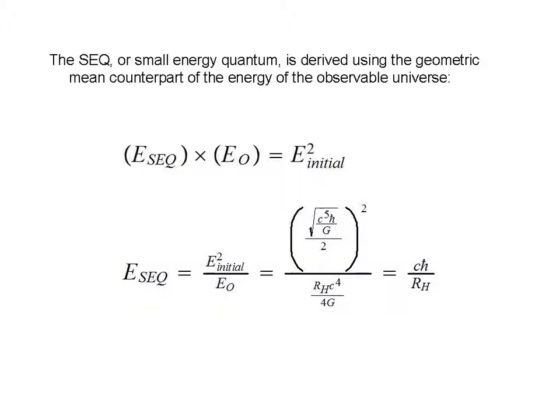The SEQ, or small energy quantum, is derived using the geometric mean counterpart of the energy of the observable universe. Like before, if we multiply the energy of the SEQ by the energy of the observable universe, we get the initial energy squared. It's a geometric mean equation. When we calculate out the energy of the SEQ, we find it to be c times h bar over r sub h.